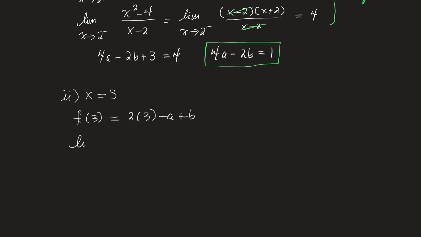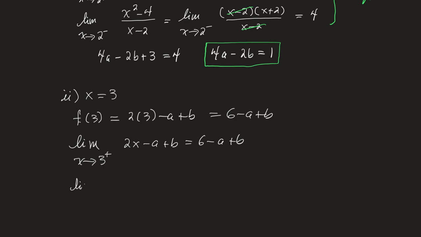So the limit as x tends to 3 from the right is also, I'm going to use that same part of the function, 2x minus a plus b, and I get 6 minus a plus b.